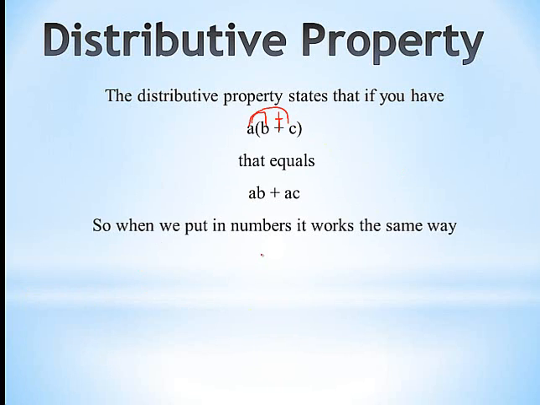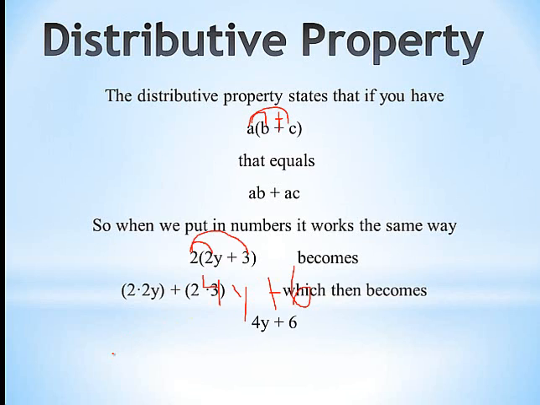So let's look at it with numbers. Let's say I had 2 times 2y plus 3. Remember, when you multiply them, you only multiply the 2 numbers together. What's 2 times 2y? 4y. Plus, what's 2 times 3? 6. So my answer is 4y plus 6. Remember that you take that number and multiply it by both things on the inside. So let's take a look at a couple.